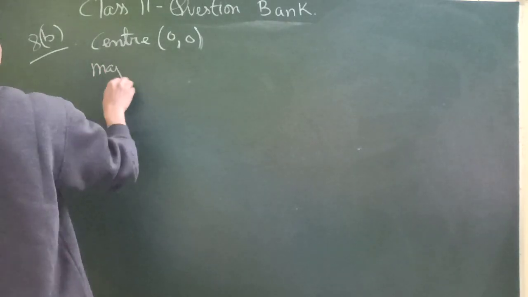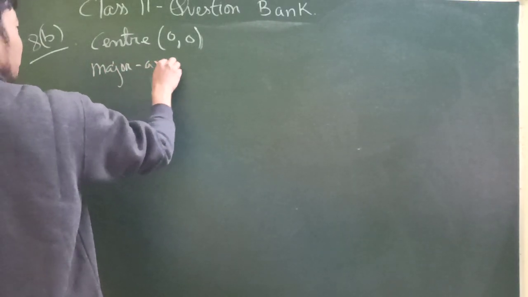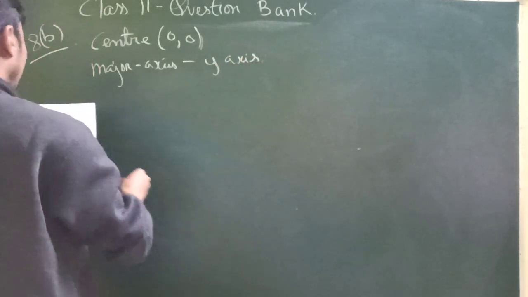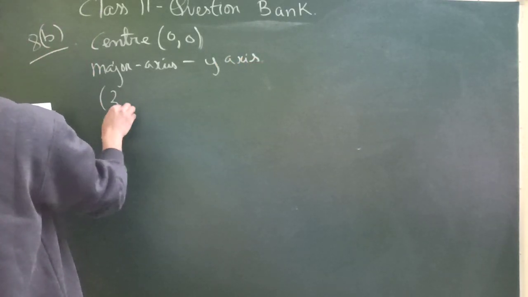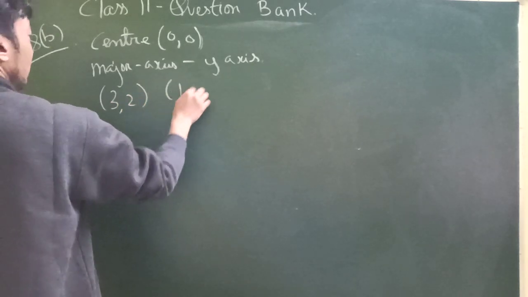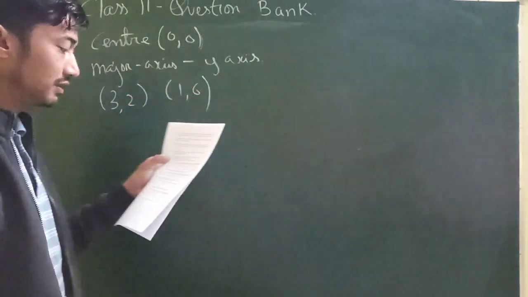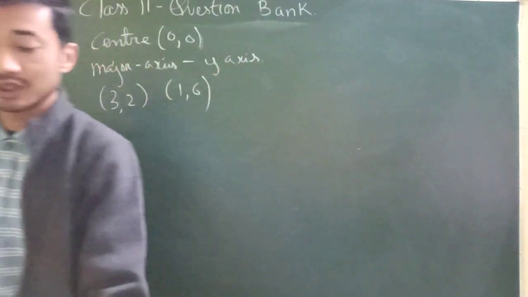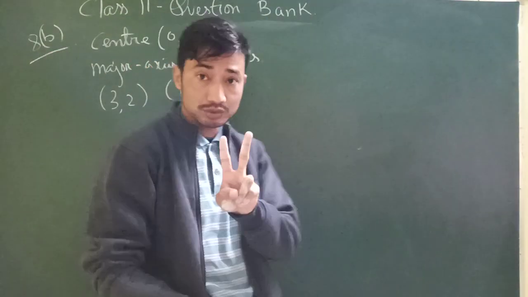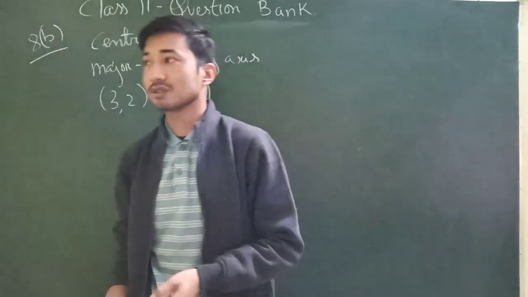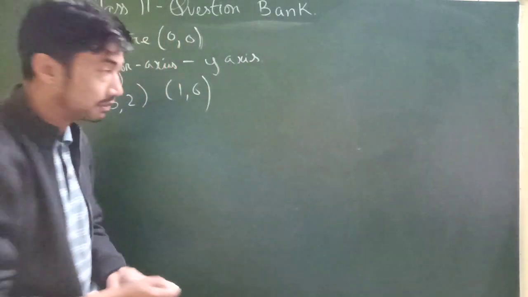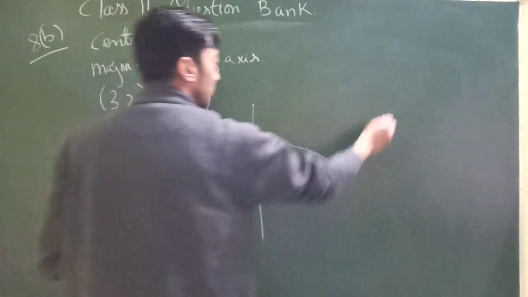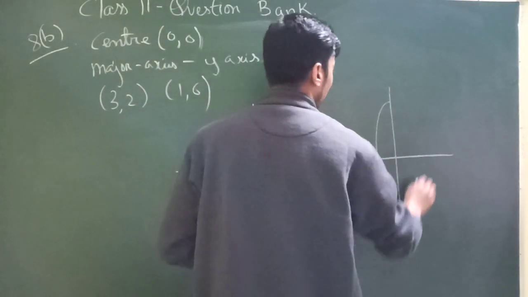Major axis, it's the y-axis. This is the main point. And of course it passes through the point 3, 2, 1, 6. So this is the information that is given to us. You're supposed to find out the equation of the ellipse. So in that case, of course, we have two ellipses, isn't it? One is the horizontal ellipse, one is the standard vertical ellipse. That means one is the horizontal ellipse that we are talking about, the other one is the vertical ellipse that we will be talking about.